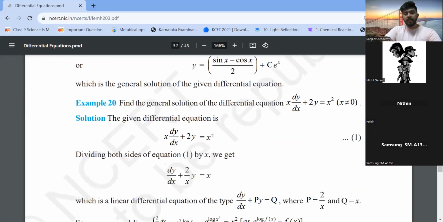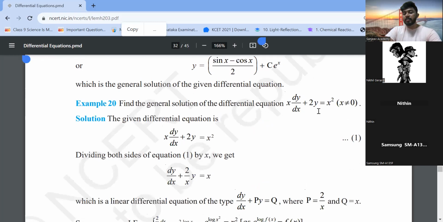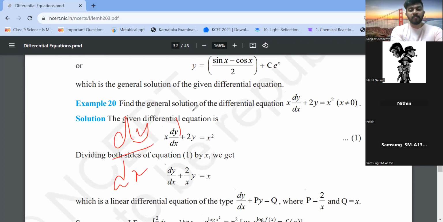And the second question here, x dy by dx plus 2y is equal to x square. See, again, we have to get our equation as what? Dy by dx plus Py is equal to Q. So here x is there, right? That should not be there in the question. So I have to do everything by what? X. Divide throughout by x. Then I will be getting this equation.